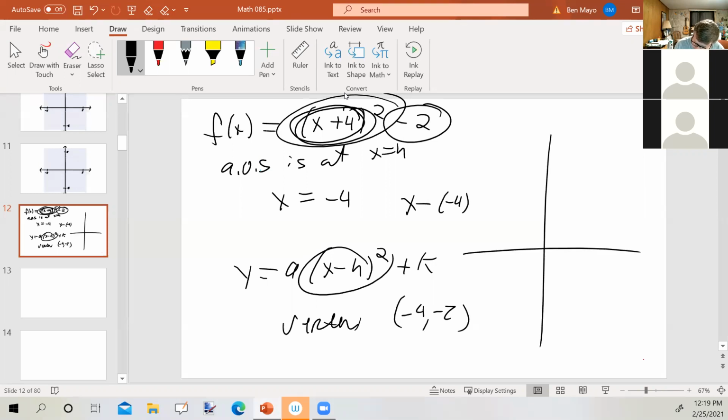So on your graph, you'd have what? A dotted line here. Your vertex would be here. You'd find another point, like you'd use negative 3 or negative 5. Okay, all right. So I'm going to stop the recording.